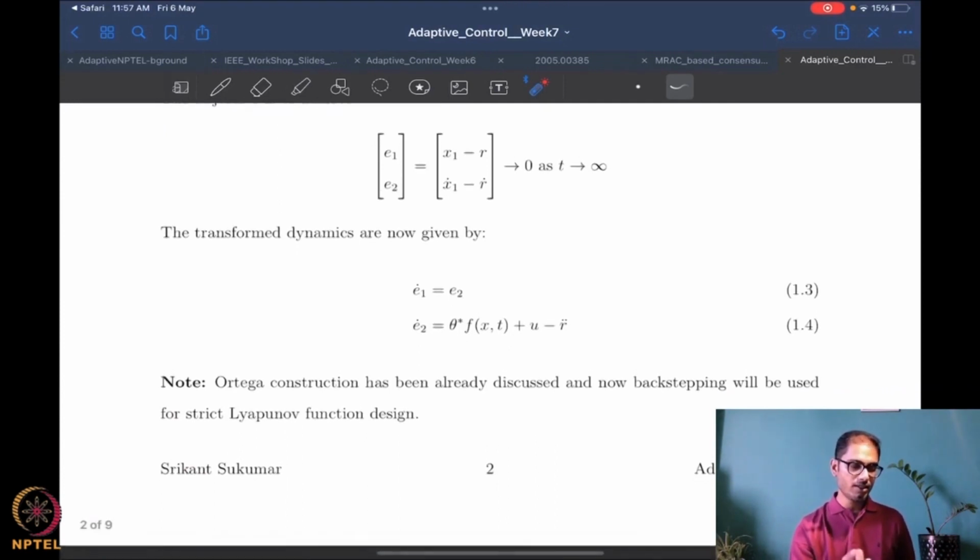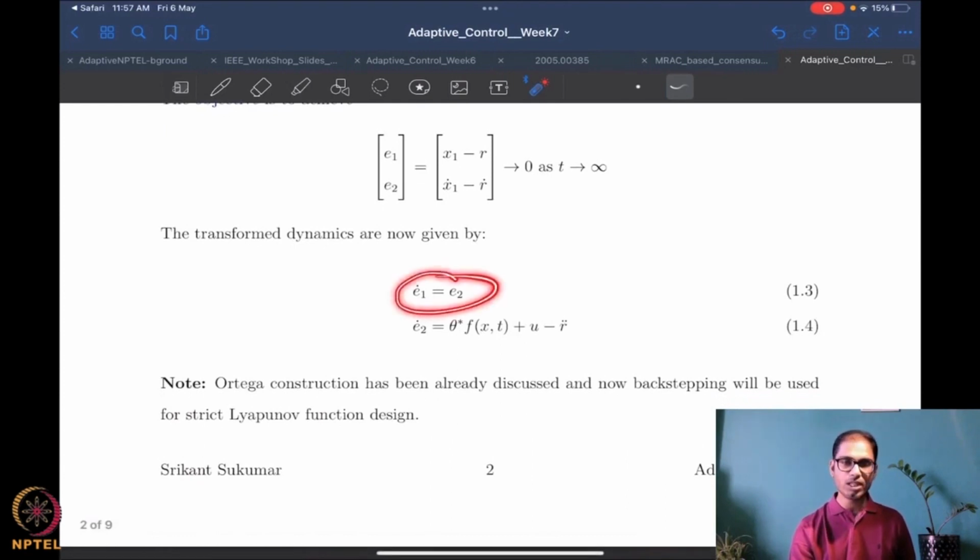Yeah. So what is the error dynamics? E1 dot comes out to be E2, and E2 dot is theta star f plus u minus r double dot. So I'm not even going to try to explain how we got to 1.3 and 1.4, because we've already done this in the previous week. Yeah. So if you still have any confusion, please go back and refer to the notes from the previous week.